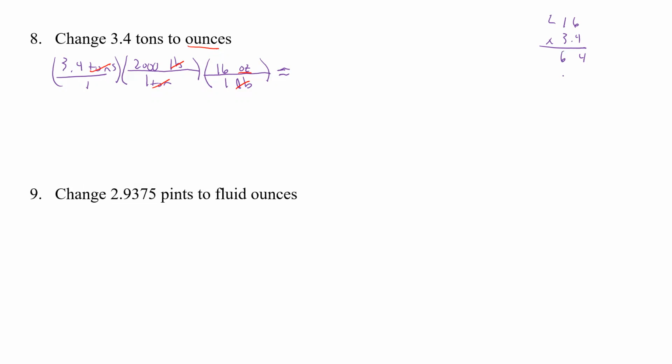3 times 6 is 18. 3 and 1 is 4. 4. That's going to give me 14. That's going to be 5. And there's one decimal place, so 54.4.